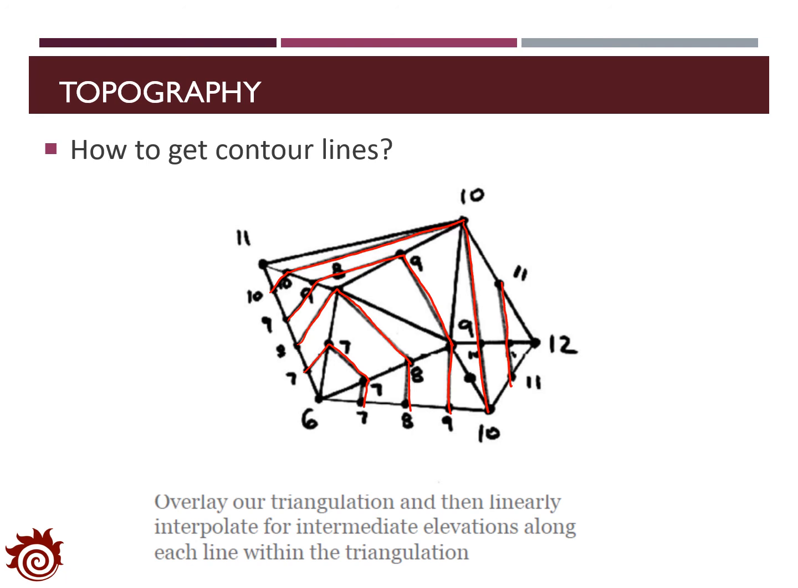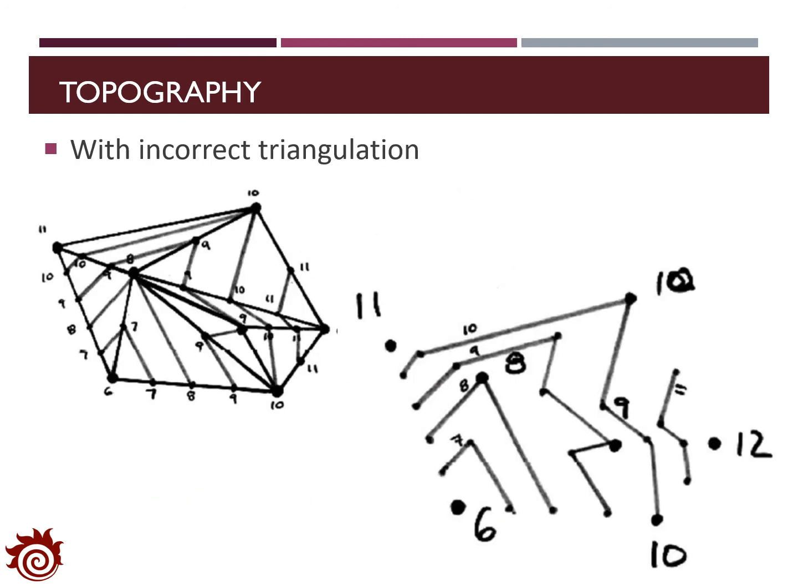And here you can see that by overlaying our triangulation and linearly interpolating for the intermediate elevations along each line within the triangulation, all these contour lines will not cross each other, which is a requirement for the topographic map. If we apply incorrect triangulation for the data, then the topographic map generated for the region will be very irregular, and this one will not be quite realistic.